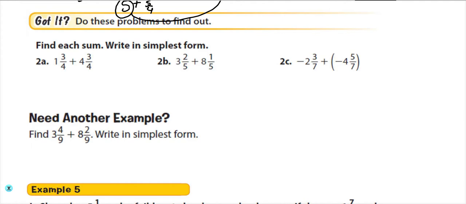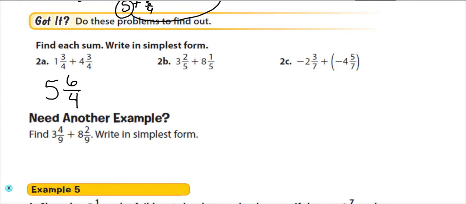So we have 1 and 3/4 plus 4 and 3/4. Put the whole numbers together first. So 1 plus 4 makes 5. Okay, that should be the easy part. No one should be lost on that part. Now I have 3 plus 3 on top. That makes 6/4. All right, now I'm going to do it a little bit easier this time.